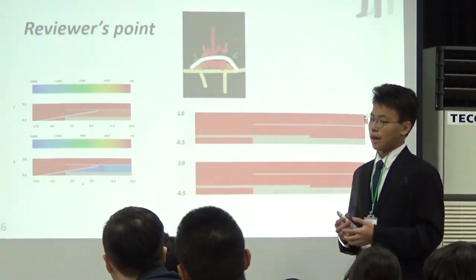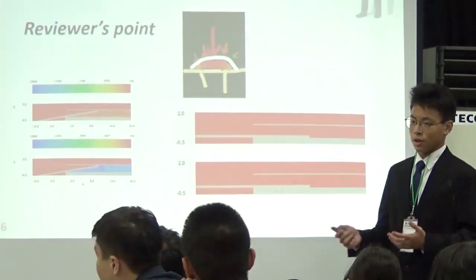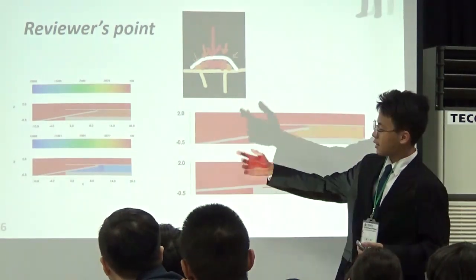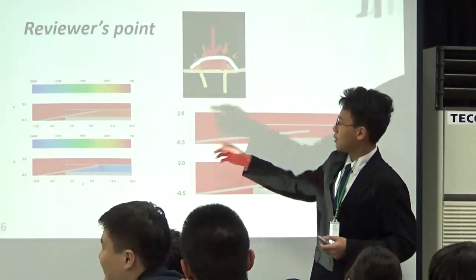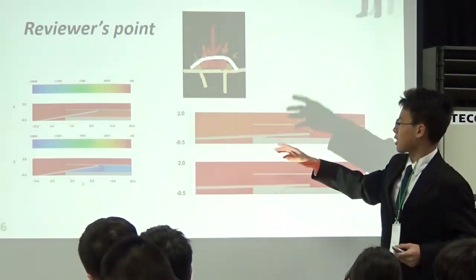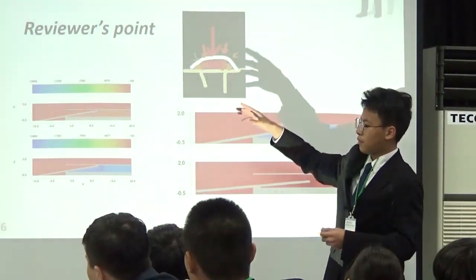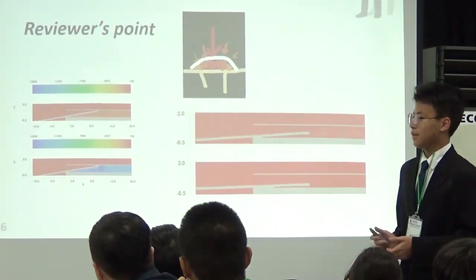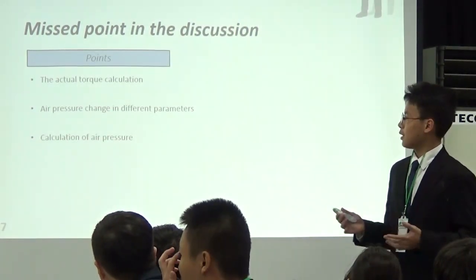So maybe she could use the Navier-Stokes equation to do some simulation. From a simulation, the air pressure could be calculated, and she could calculate different amounts of air pressure on each spot by using software such as Flow3D. And I think these are missed points in the discussion.